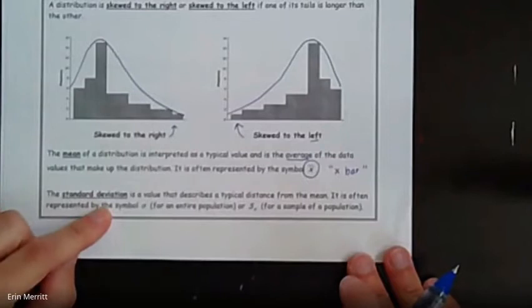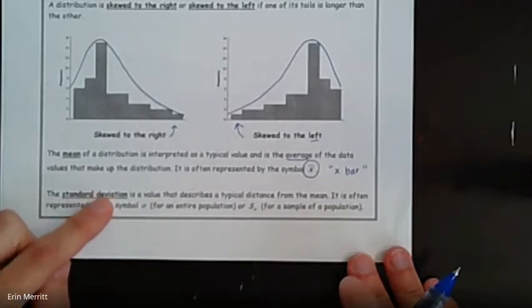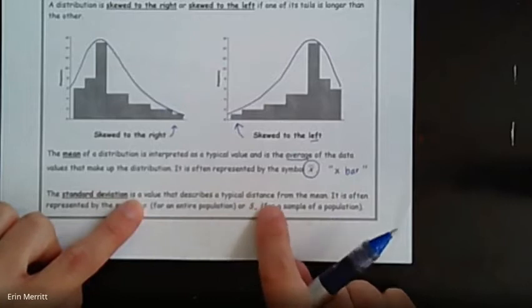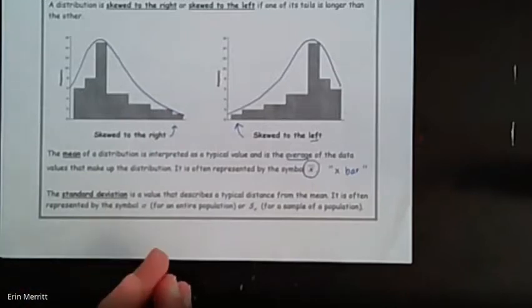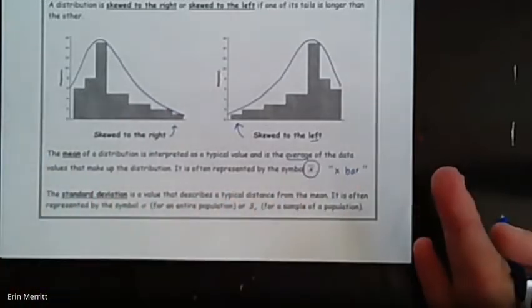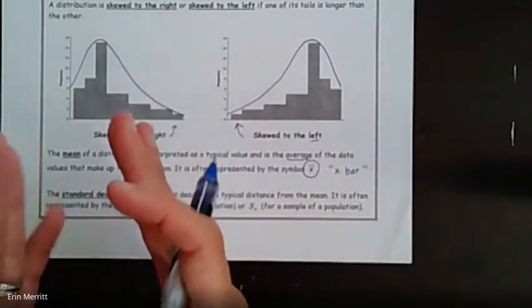All right, the next part, the standard deviation. Typically the calculator will calculate it for you or it'll be given for you. So you don't have to worry about how to calculate the standard deviation. You just have to know how to use it. So it's a value that describes the typical distance from the mean. So how far away the data is from the average. If the standard deviation is a big number, it means the data is really spread out. If it's a small number, it means all the data is really close together.